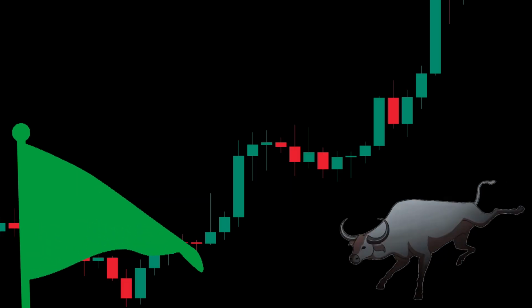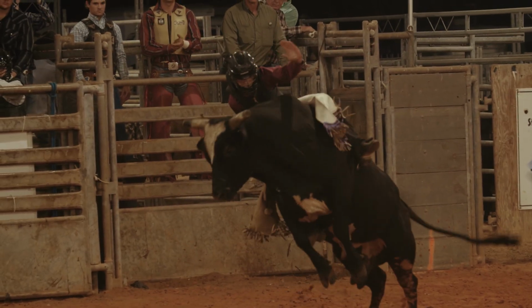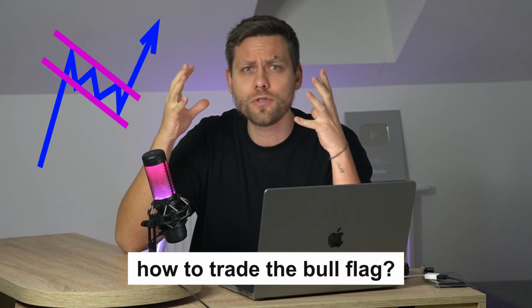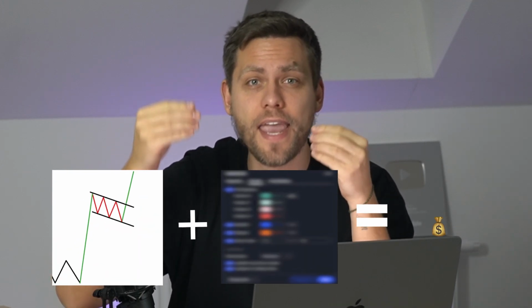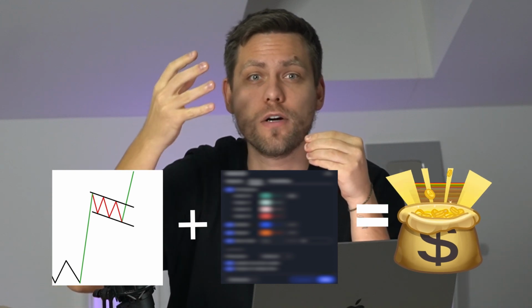The bull flag pattern is one of the best patterns in trading, but unfortunately most people don't know how to trade it correctly. So in today's video we're going to take a look at exactly how to trade the bull flag, and we'll also look at how you can combine it with indicators to improve the win rate. Sounds good? Let's get started.